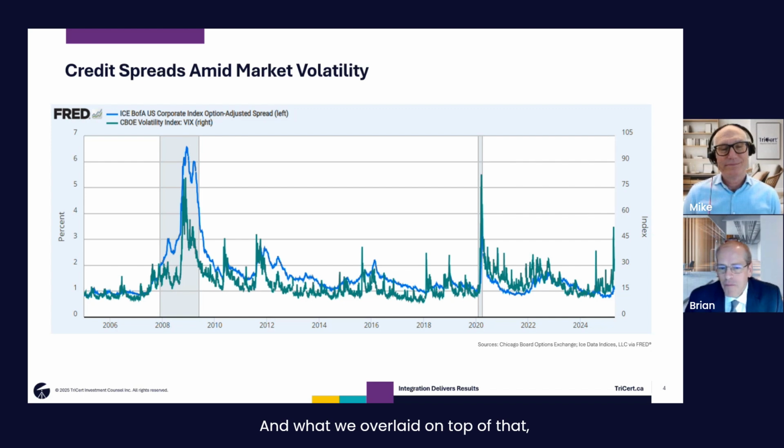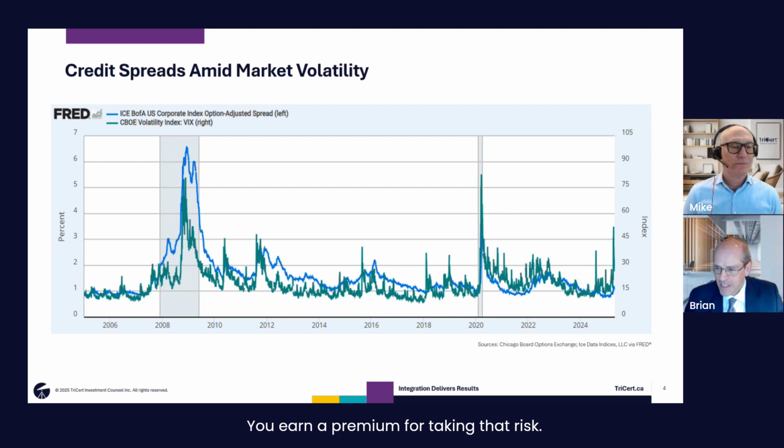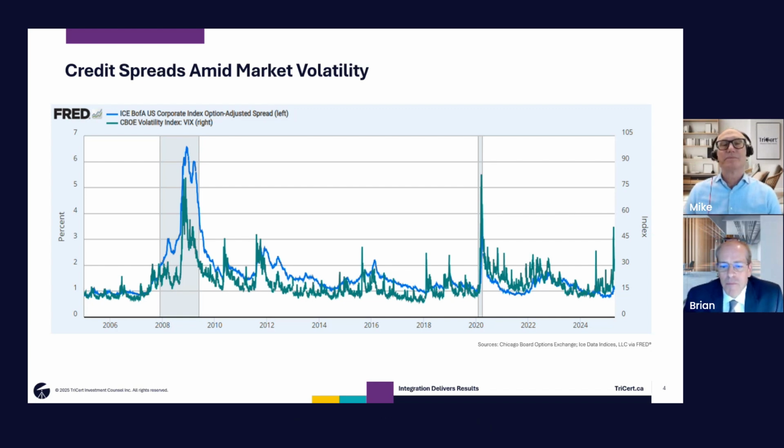And what we overlaid on top of that, which is very interesting, is the spreads. So you remember we talked about the spread on corporate bonds being a little bit higher than government bonds. You earn a premium for taking that risk. That premium is called a spread. And that's an important measure in the bond market to express risk that exists systematically in the whole system. That might be a simplification, but generally that's true. Right. And so what you can see, during periods of very, very difficult markets, when the equity markets spike with risk, the bond market spikes with risk too.